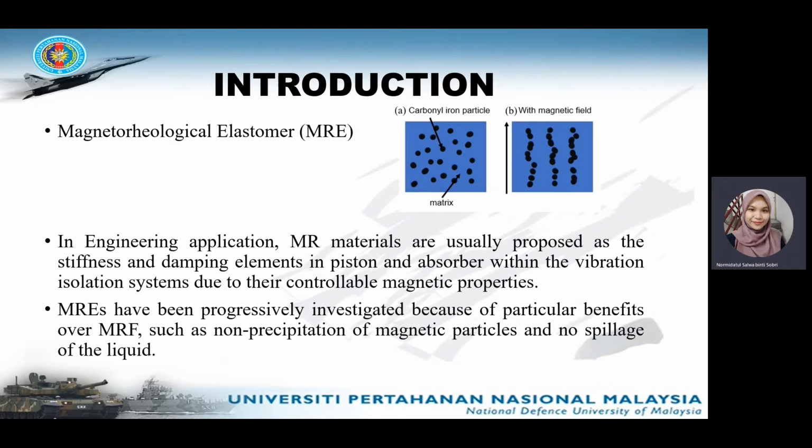So what is the Magnetorheological Elastomer, which is MRE? MRE is a smart material that can change its properties when a magnetic field is applied. From figure A, this is the common matrix of MRE, which contains carbonyl iron particles or CIP. The carbonyl iron particles are scattered in the common MRE. But in figure B, when the magnetic field is applied, the carbonyl iron particles will be aligned.